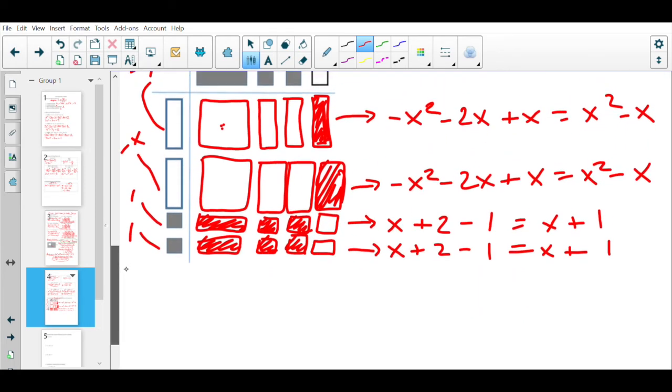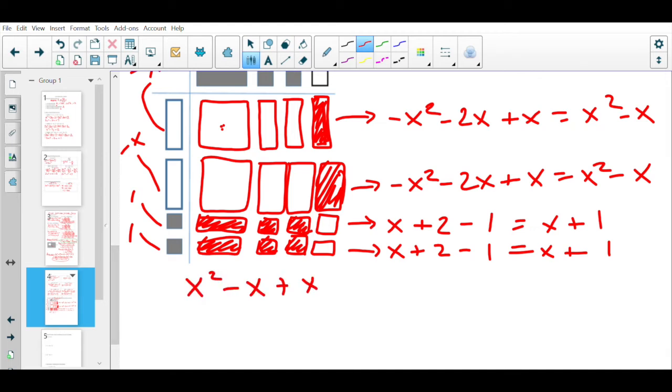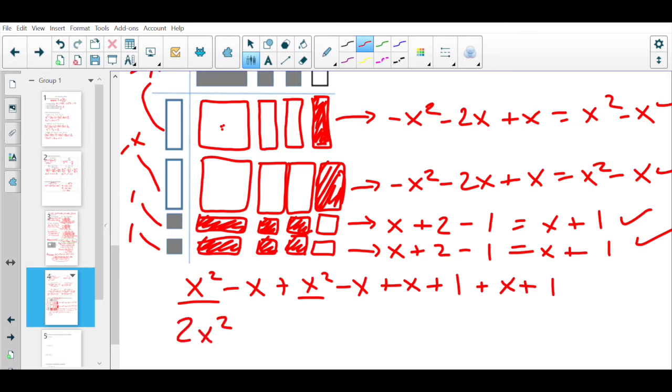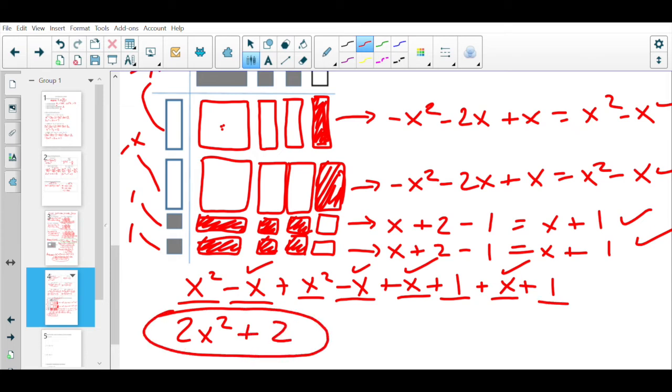Okay, let's add all these up. Let me bring it over here. That's x squared minus x plus x squared minus x plus x plus 1 plus x plus 1. So we're adding up all these terms. Okay, let's collect like terms. Here's an x squared and x squared, that's 2x squared. Minus x plus x, those cancel out, so there's no x in this term. There's a minus x here, plus x, that's 0. Minus x here, plus x, that's 0. So what are we left with? A 1 and a 1, and that's plus 2. So your algebra tiles represent that polynomial right there.